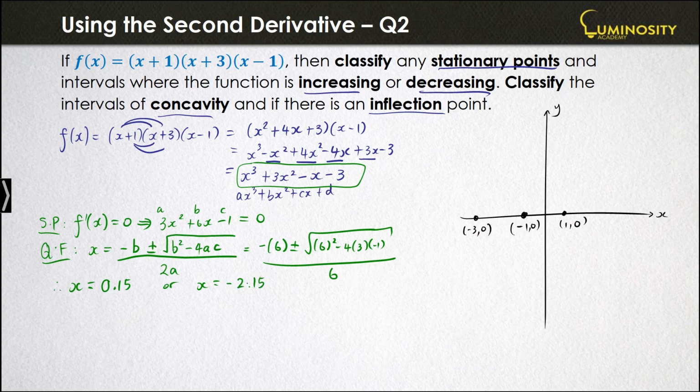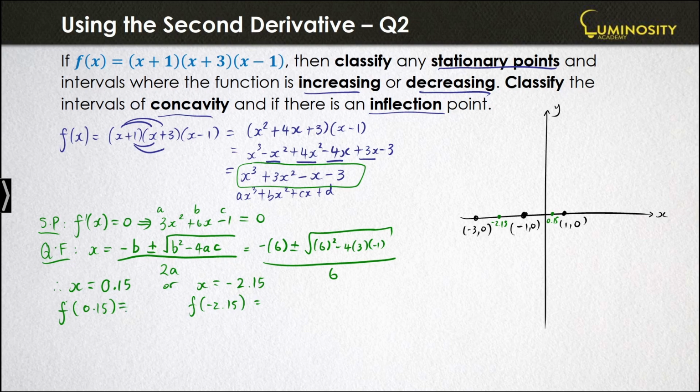Okay, so 0.15 is somewhere over here. We know there's going to be a turning point or a stationary point at that point. And then negative 2.15, it's somewhere over here. Okay, so that's negative 2.15, and that's 0.15. So we can find the values evaluated at the original function. So f of 0.15 and f of negative 2.15.